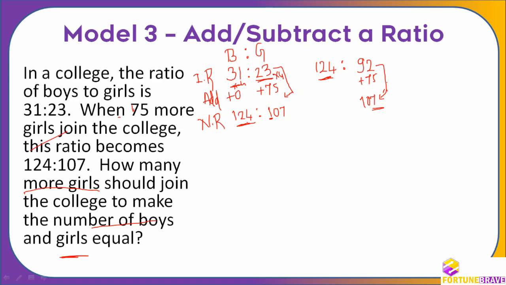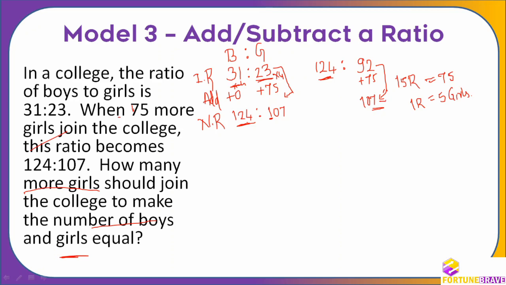There is a change of 15 ratios. Yes or no? There is a change of 15 ratio, which is equal to 75. So therefore 1 ratio is equal to what? 75 divided by 15 is equal to 5. Every 5 girls is 1 ratio, my dear. 1 ratio is equal to 5 girls.